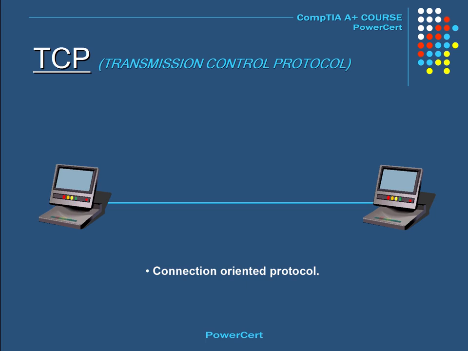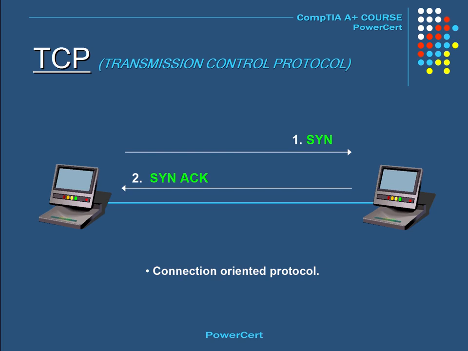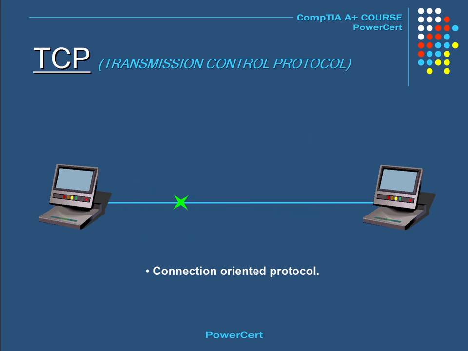The first step is that a computer will send a message called a SYN, S-Y-N. Then the receiving computer will send back an acknowledgement message telling the sender that it has received the message. And finally, the sender computer sends another acknowledgement message back to the receiver. And once this has taken place, data can be delivered.